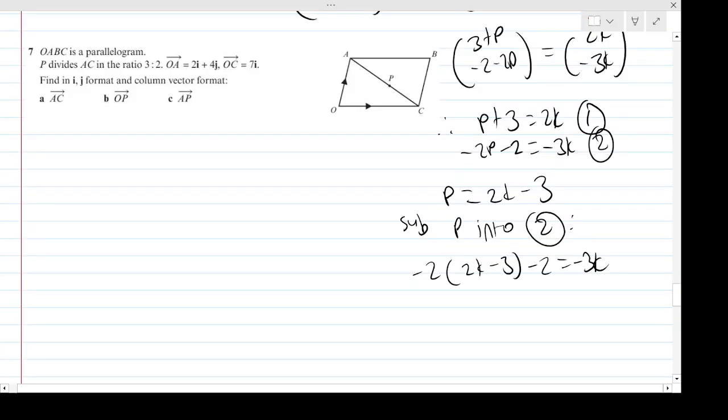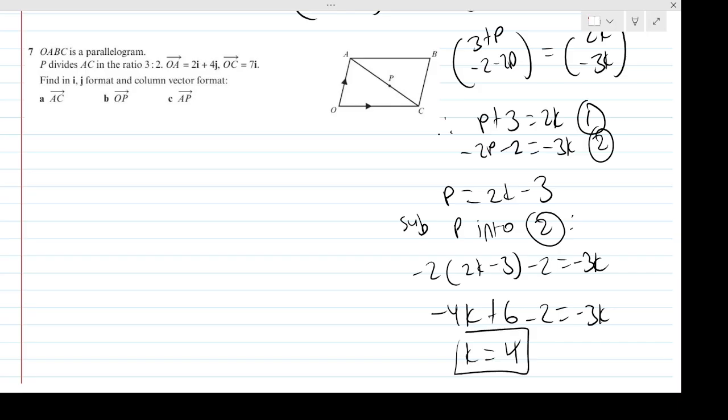So if I expand the bracket, well, minus 2 times 2K would be minus 4K. Minus 2 times minus 3 would be plus 6. Minus 2 is minus 3K. Then I can add the 4K to both sides. So then I get K, 6 minus 2, which is 4. Cool. So that's K then, but then to find P, well, I know P is 2K minus 3.